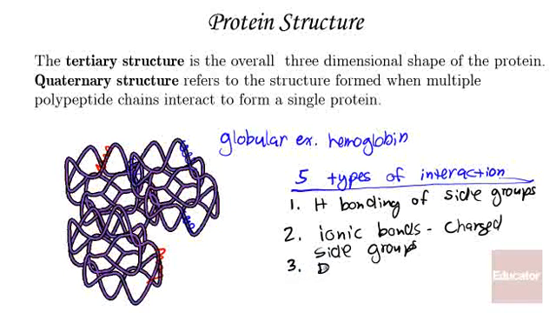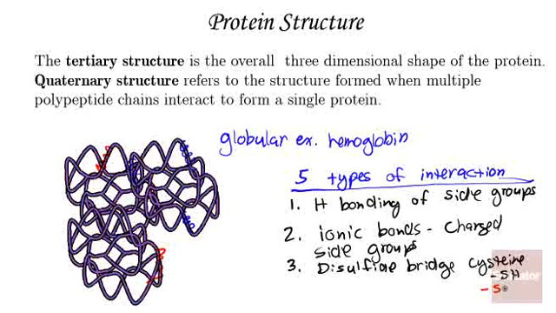The third type is known as a disulfide bridge. Cysteine is an amino acid that contains SH on its side chain. 2 cysteine molecules can each lose a hydrogen and form what's called a disulfide bridge or bond. So if I have 2 cysteines near each other, they each lose a hydrogen and they form this disulfide bridge or disulfide bond. And this is a covalent bond, but it's still crucial in forming the tertiary structure.